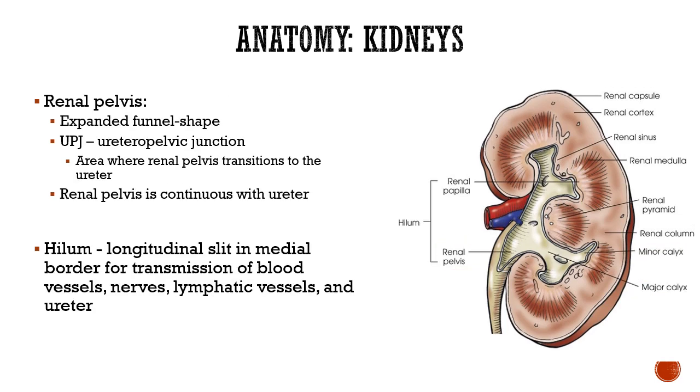The renal pelvis is the expanded funnel shape, and it's at the UPJ, which is the ureteral-pelvic junction. And that's the area where the renal pelvis is going to transition into the ureter. The renal pelvis is continuous with the ureter. Now the hilum is the area over here. It's a longitudinal slit in the medial border for transmission of blood vessels, nerves, lymphatic vessels, and the ureter.